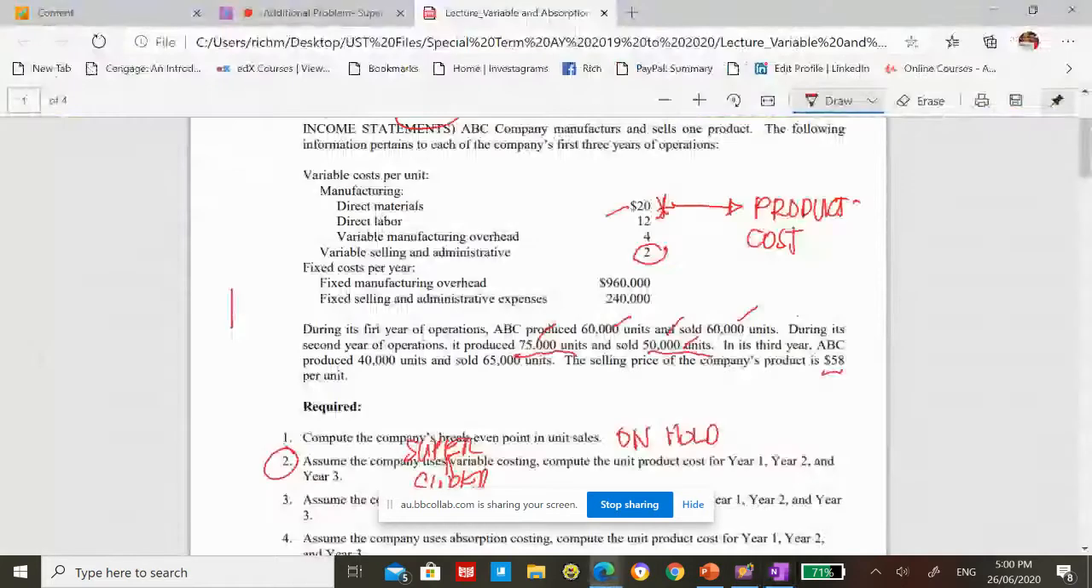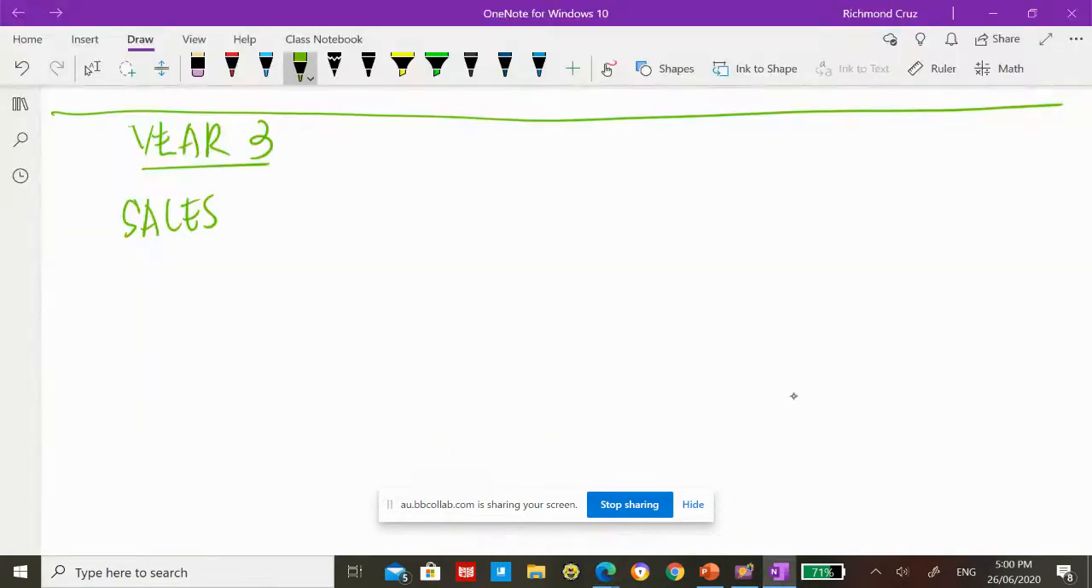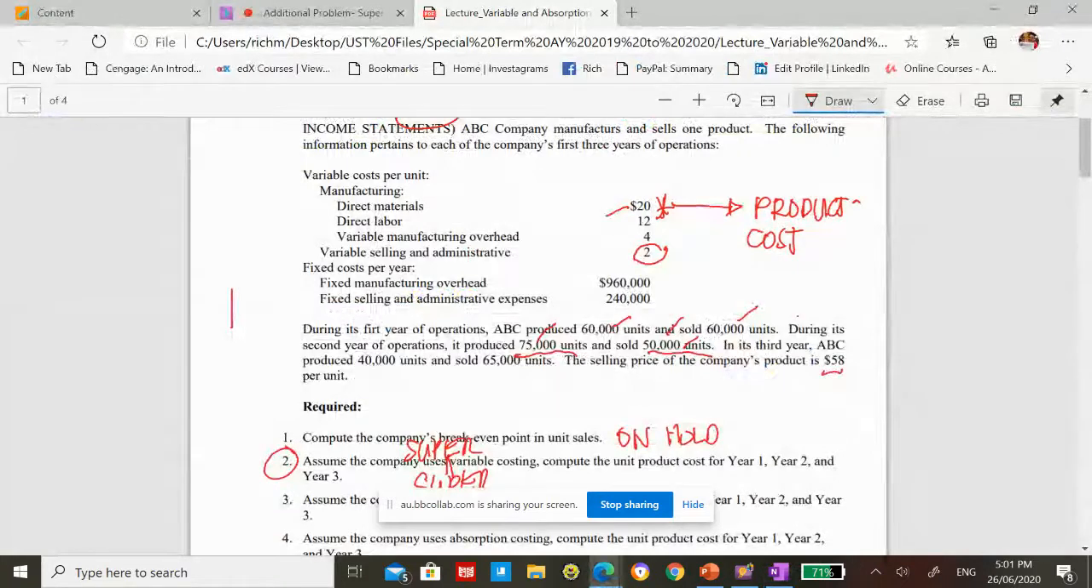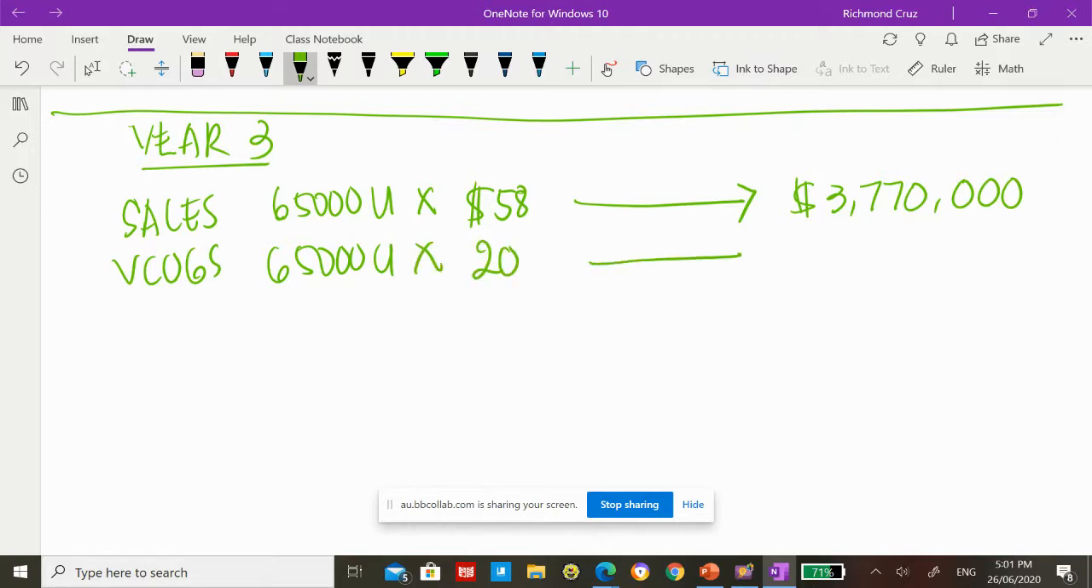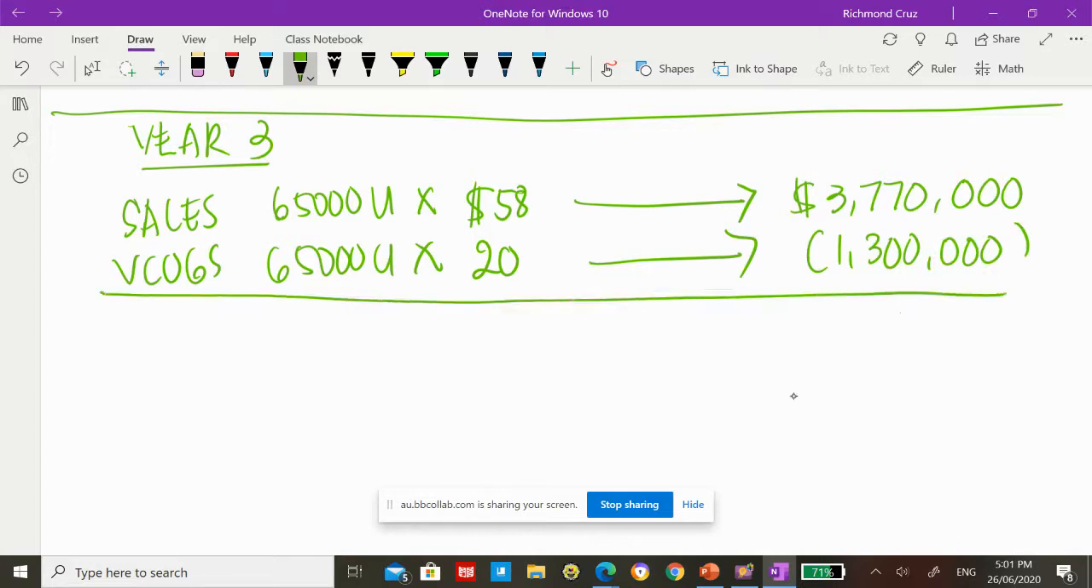The sales is the units sold, that is 65,000 units multiplied by the selling price of 58. So 65,000 times 58 is 3,770,000. Then we have the variable cost of goods sold, that is 65,000 units multiplied by 20, the direct material cost. That is 1,300,000.